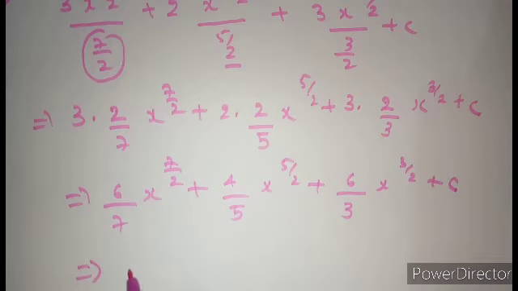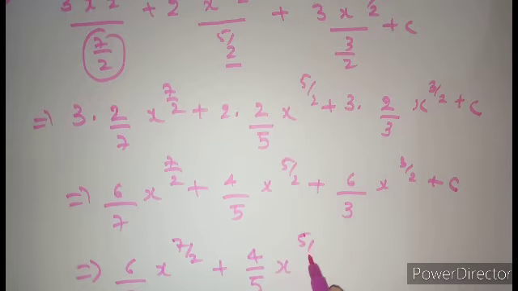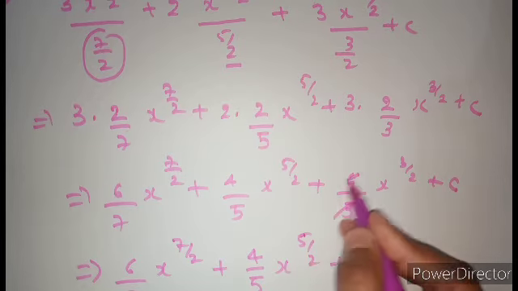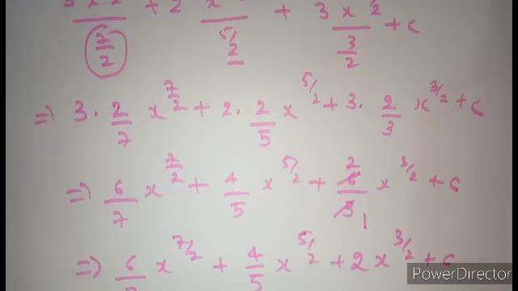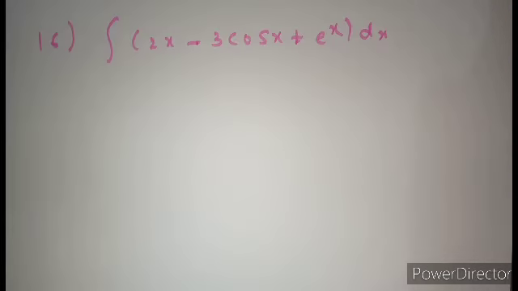If you can cancel, you cancel it. We can't cancel 6/7, so as it is, plus 4/5 as it is, x to the power of 5/2. Now 3 1s are 3, 2s are 2, so 2 x to the power of 3/2 plus c. I hope you understood this problem. This completes 15th question of exercise 7.1. Let's move on to 16th question.